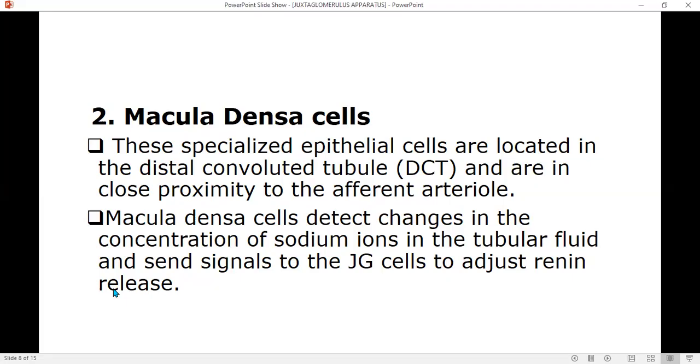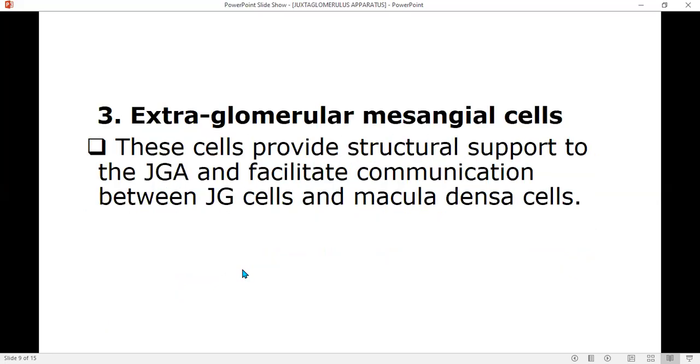Hello? Yes. Okay. Then we have the extraglomerular messenger cells. These cells are located just downwards. Apart from those two, they are located downwards. We call that more like a triangle. At that triangle, where the distal tubule, the afferent arteriole, and the glomerulus are meeting, the Bowman's capsule meeting, we call that the triangle. That's where these cells are. They actually just provide structural support to the juxtaglomerular apparatus.